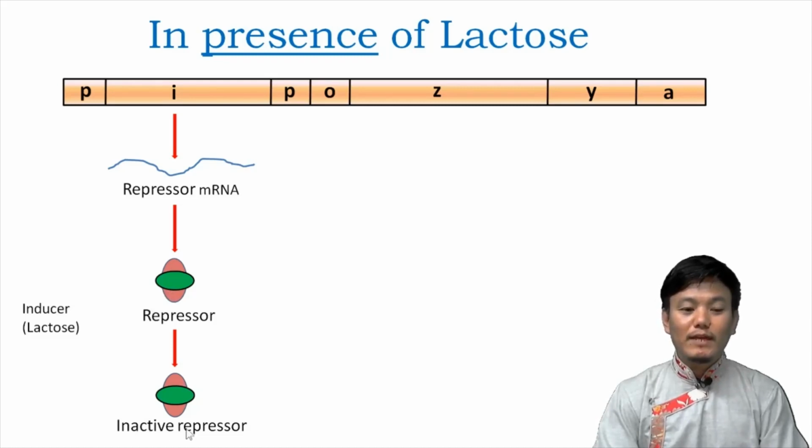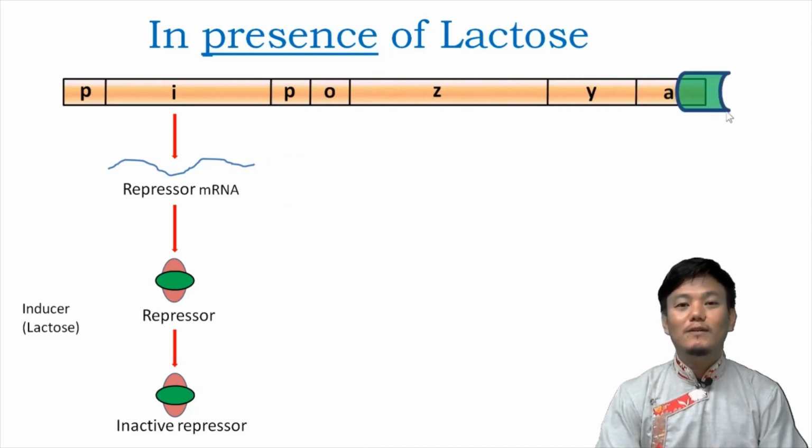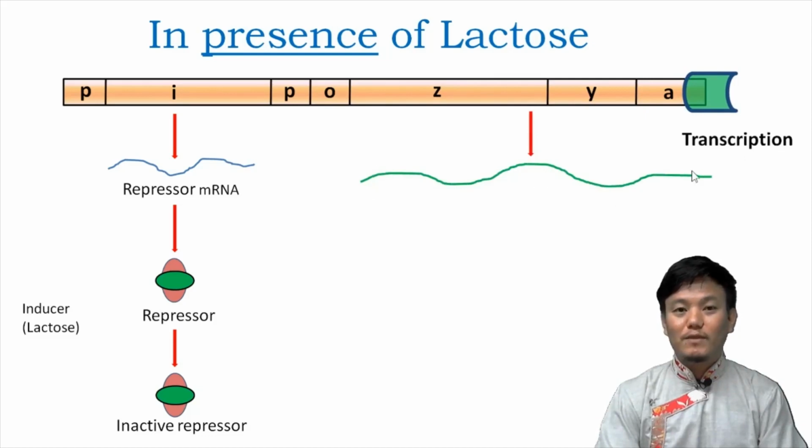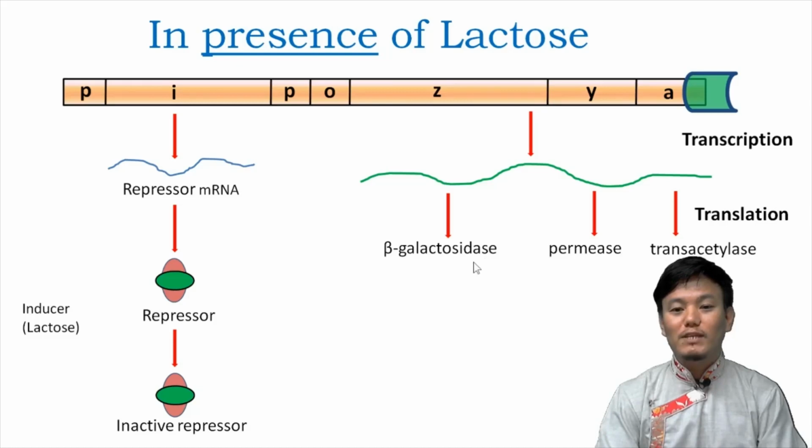It means that the repressor protein can no longer bind to the operator region. And since the repressor cannot bind to the operator region, the RNA polymerase can bind with the promoter and transcribe the entire structural gene. When the structural gene is transcribed, it produces an mRNA, the lac mRNA. From this lac mRNA, we get beta-galactosidase, permease, and transacetylase through the translation process. I told you that gene Z codes for beta-galactosidase, gene Y codes for permease, and gene A codes for transacetylase. So three enzymes are produced.